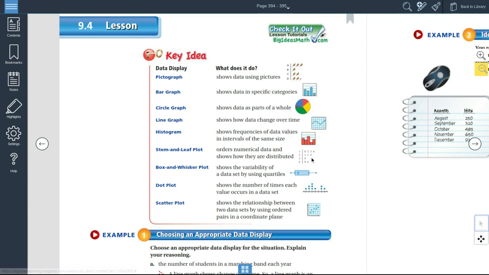A stem and leaf plot is very similar to like a bar graph or a pictogram. This is showing like this is the tens place. This is like there's a 10, a 1, and a 0. There's a 12, a 1, and a 2. So these are all the tens and these are all the ones place. So this would be 39.